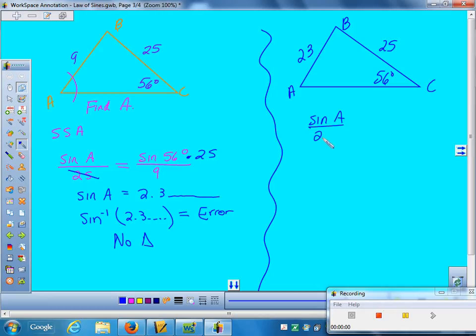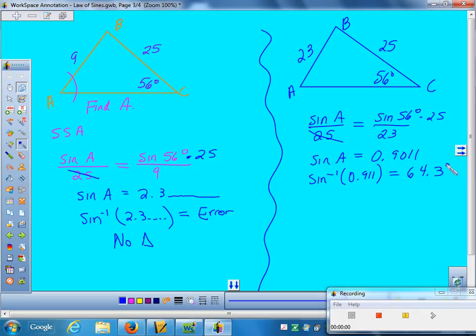I'd have sine of A to 25, but this time I would have sine of 56 is to 23. And, of course, then I'll multiply the 25 over. When you crunch that number, you'll get a decimal value of 0.9011. Then you'll have to stop and ask yourself, is that possible? That's good. So then you'll inverse sine it in your calculator, and you will get 64.3 degrees.